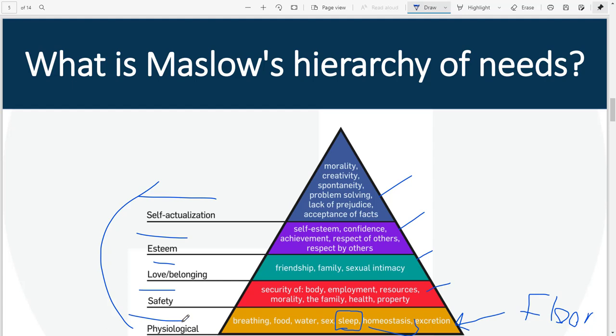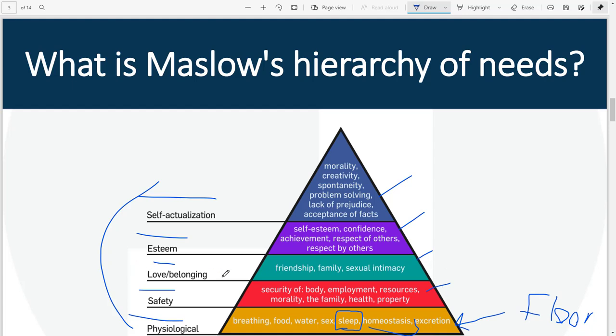After we fulfill these needs, we need something else. This is the second floor. We need safety. We need security of body, employment, resources, morality, the family, health, and property. We need these kinds of safety.